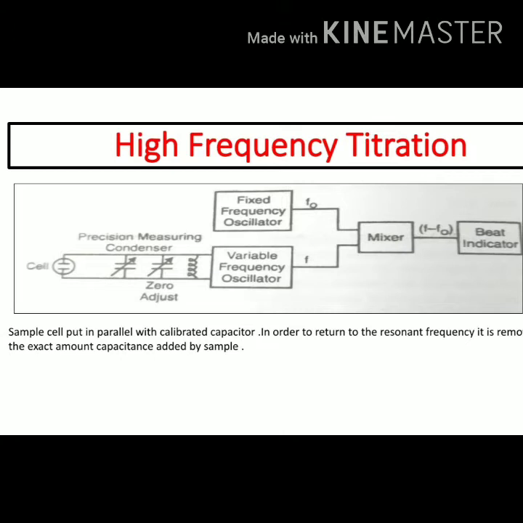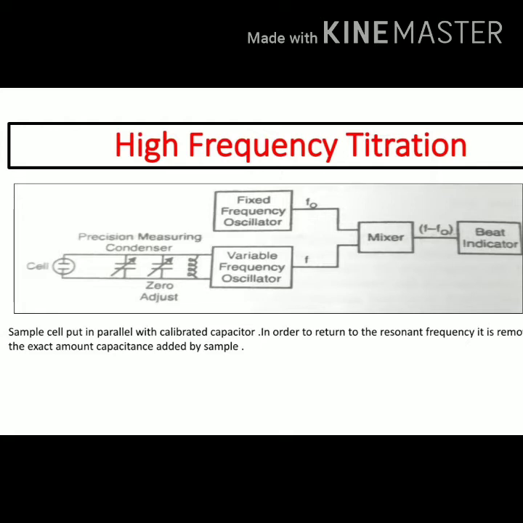In order to return to the resonant frequency, it is necessary to remove the exact amount of capacitance which was added by the sample. In the other method, the output frequency of two identical oscillator circuits is measured. One of the circuits contains the sample cell as a part of the oscillator capacitance and the reference unit, as in the figure.